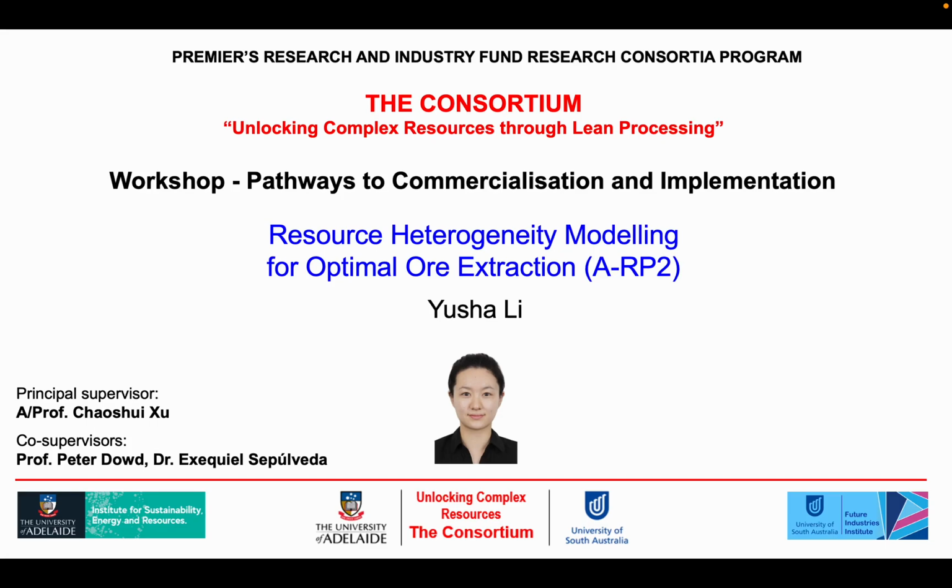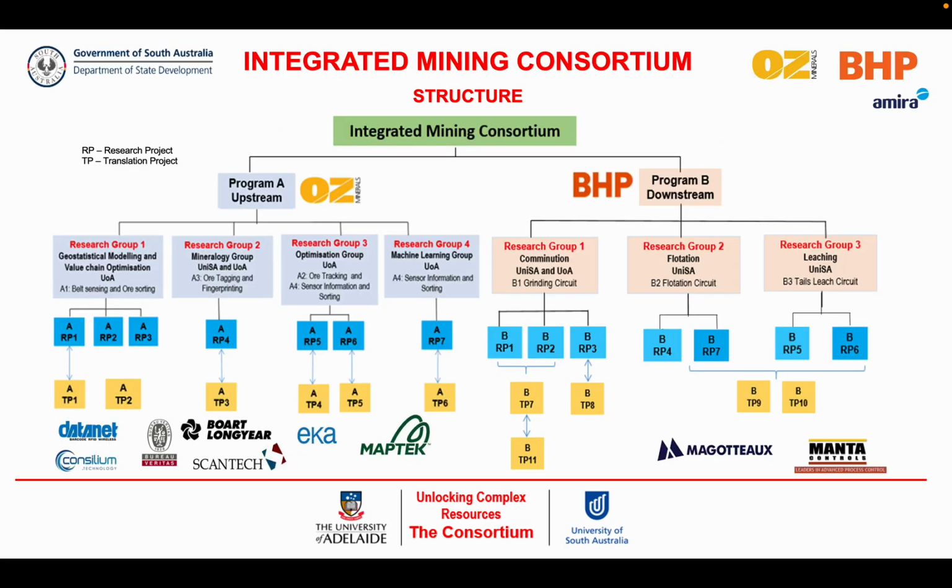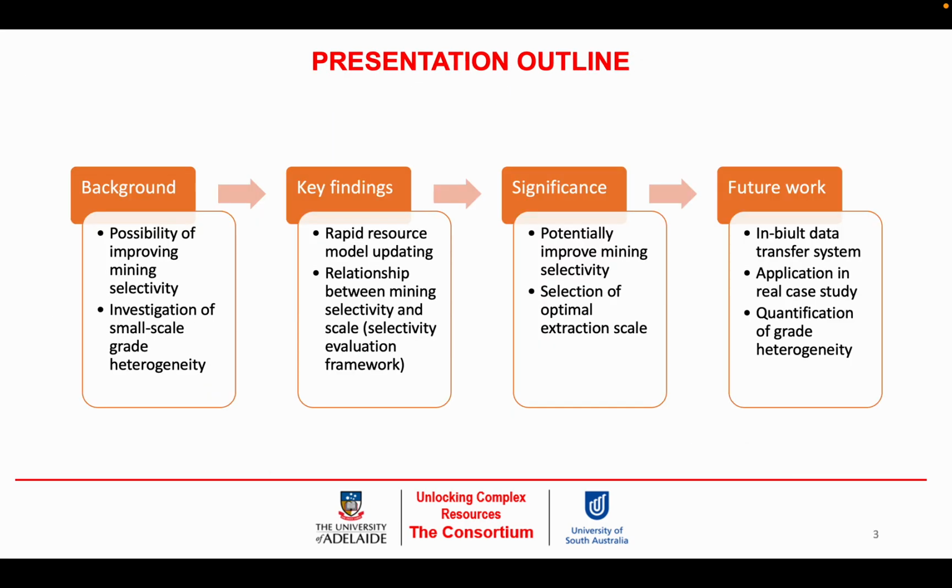I am a PhD student in mining working on Project 2, Resource Heterogeneity Modeling for Optimal Ore Extraction. So within the consortium, my project is here. The overall objective of this project is to investigate small-scale grid heterogeneity using geostatistical modeling so that the mining selectivity can be improved eventually. In today's presentation, I will firstly go through the general background of this project and the motivation behind it. Then I will talk about the key findings in this project and what benefits they will bring to the mining industry. In the end, some potential future work will be introduced.